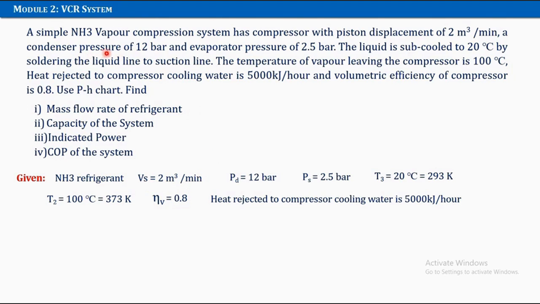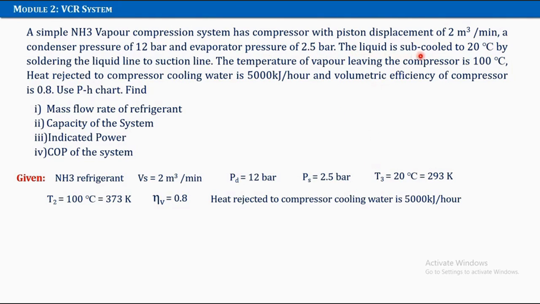Then we have given condenser pressure. Condenser pressure means discharge pressure. In a VCR system we have two pressures, one is suction pressure and another is discharge pressure. So I'll write that as PD equal to 12 bar. Evaporator pressure, which is also called suction pressure, I'll indicate as PS. So PS equal to 2.5 bar.